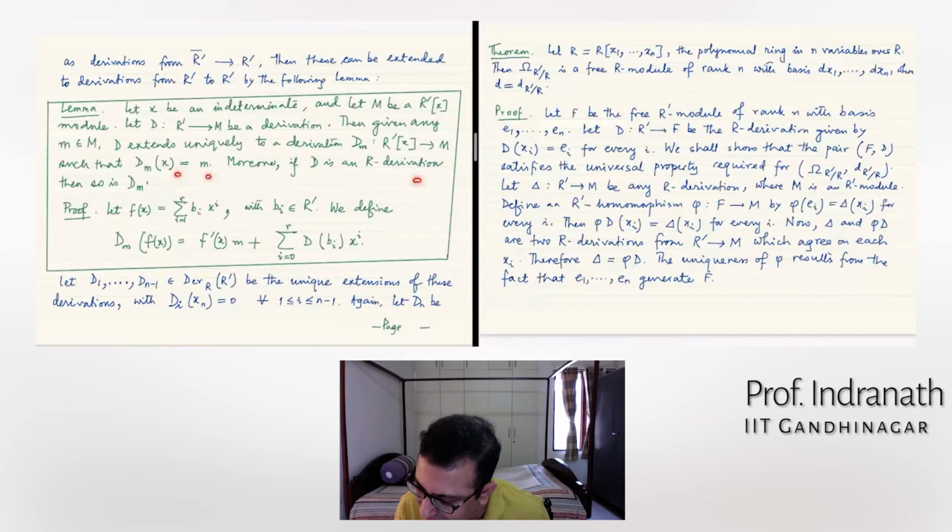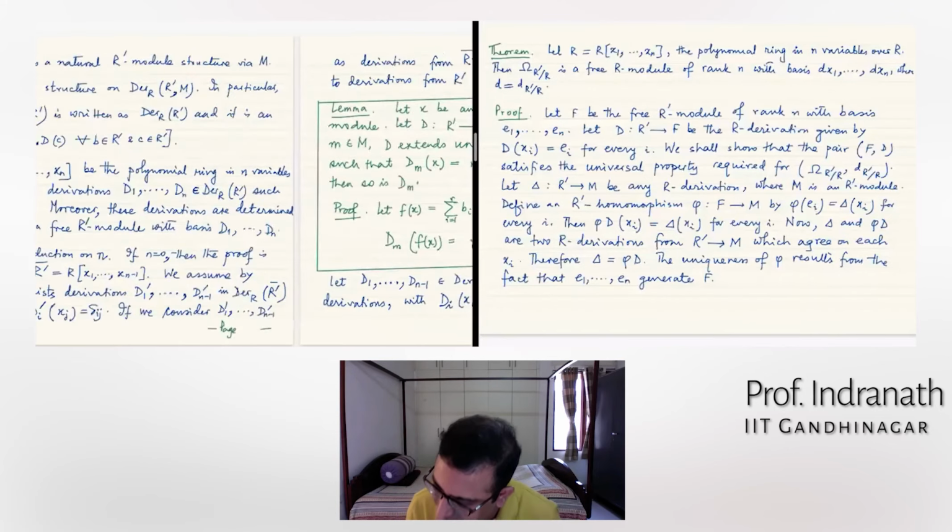Moreover, if d is an R-derivation, then so is dm, etc. This is how we use this lemma to prove our main proposition, right? So in defining these d_i, you fix the elements in the target, and then you can define the derivation in a unique way.